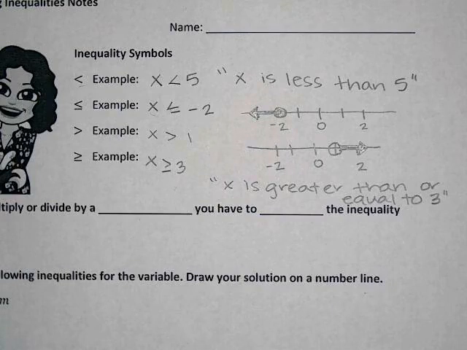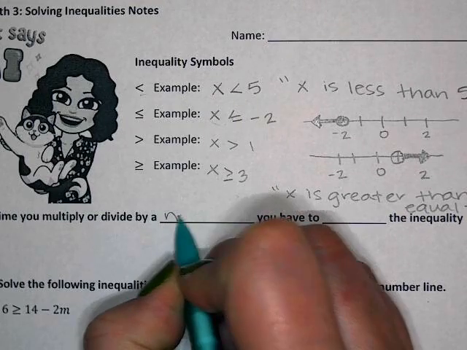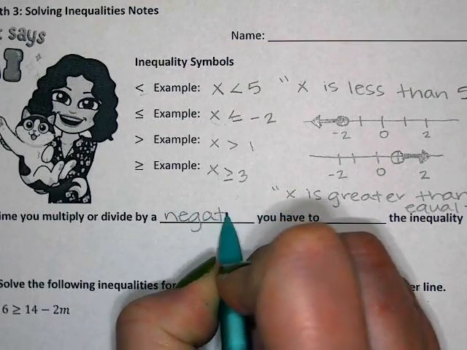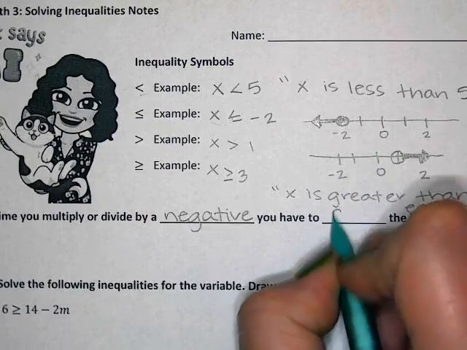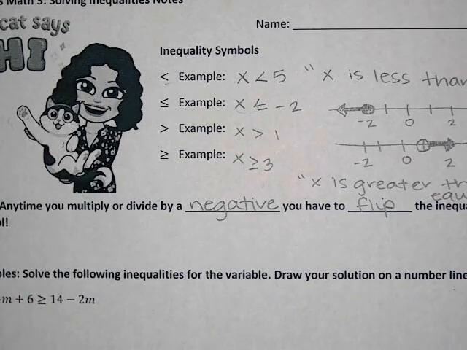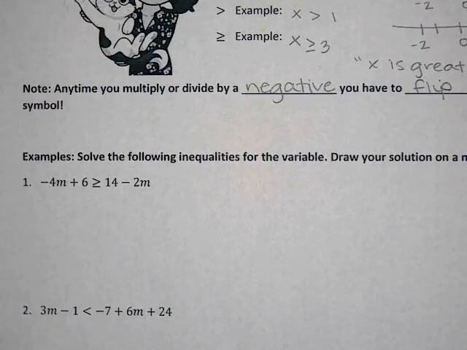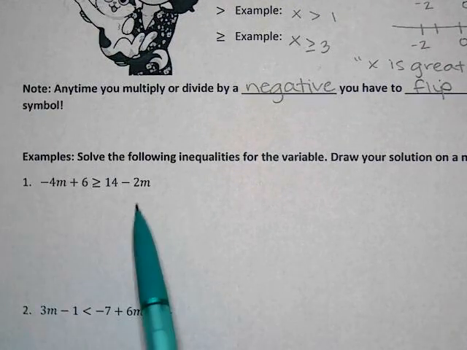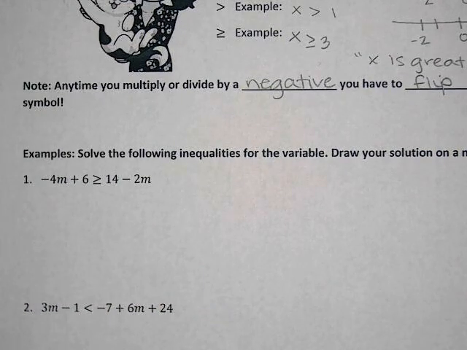All right. Anytime you multiply or divide by a negative number, you have to flip the inequality symbol. Multiplication and division specifically, not addition or subtraction. So if you multiply or divide by a negative, that's when you flip the symbol. We're going to go ahead and force the first example to do that so that we can see what happens.